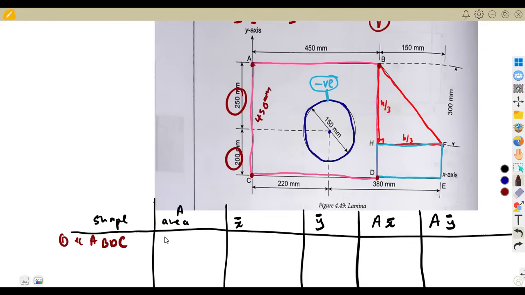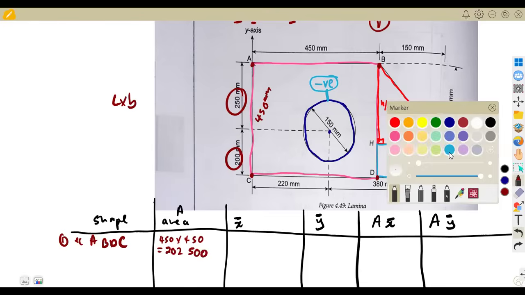So the area there is going to be, remember we said area of a rectangle, it's length times breadth. So that will be 450 times 450. That's 450 squared, which is going to give us 202,500. All right, then we move on to the X.